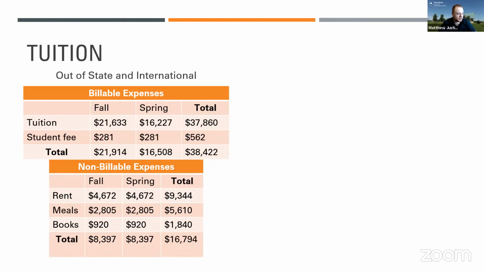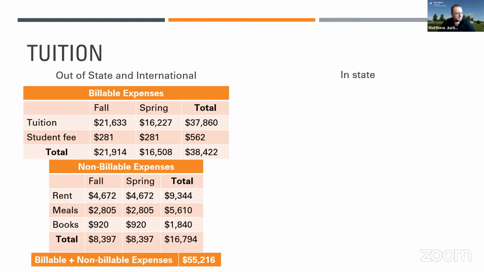So this can fluctuate. Books, especially in our program, I can't imagine are $920 a semester. Most of our professors are charitable and will make sure that you don't need to buy $920 worth of books, specifically at SIA. And this comes out to about $55,000 per year. Again, this is variable, and it just depends on how many credits you take, as well as your lifestyle.